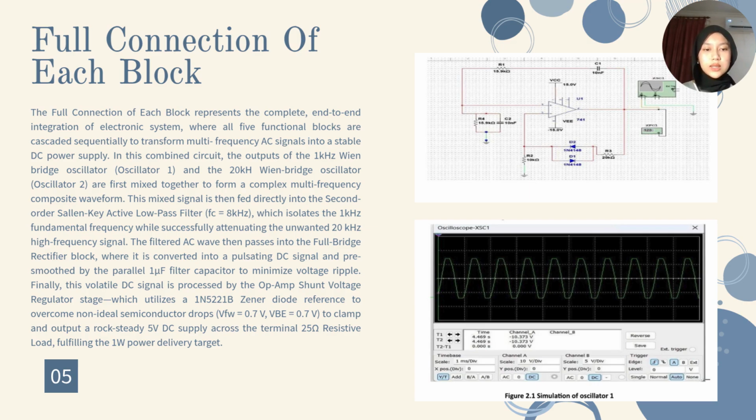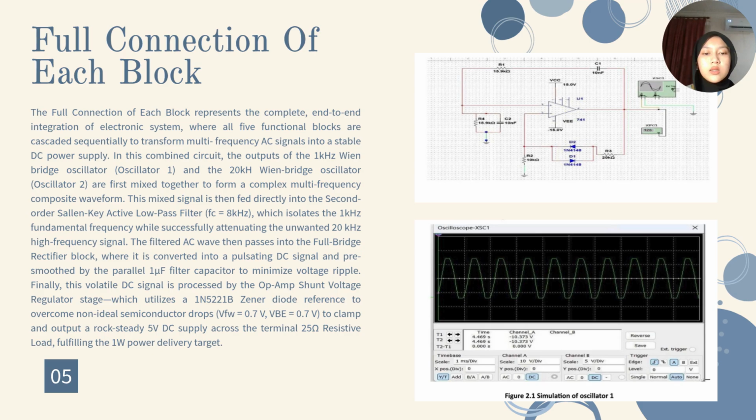To summarize the complete signal flow, first, the mixing stage. The outputs of our 1 kHz and 20 kHz Wien bridge oscillators are mixed together to form a complex multi-frequency composite waveform. Number two, the filtration stage. This mixed signal is fed into the second-order Sallen-Key active low-pass filter, with a cutoff of 8 kHz, which precisely isolates the 1 kHz fundamental frequency and attenuates the unwanted 20 kHz interference.